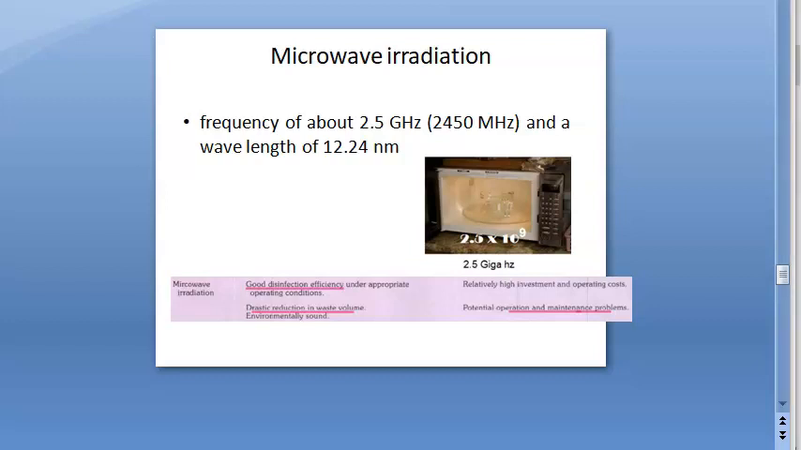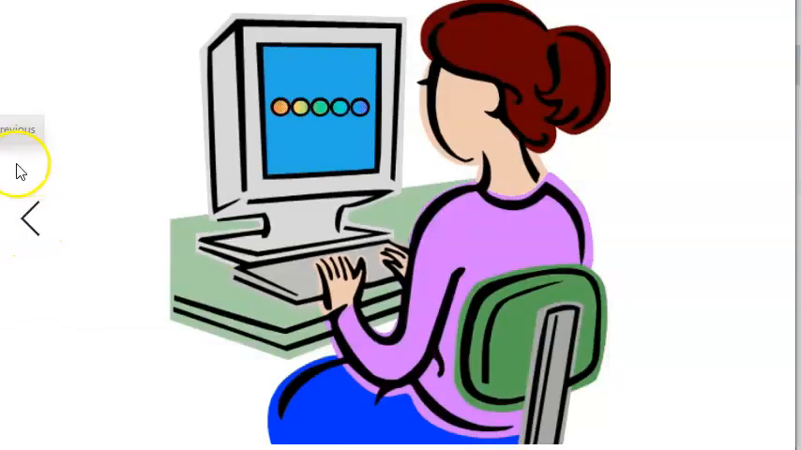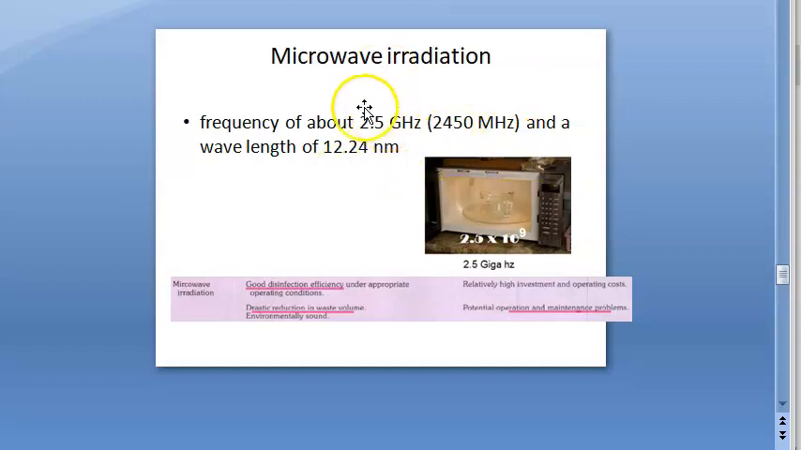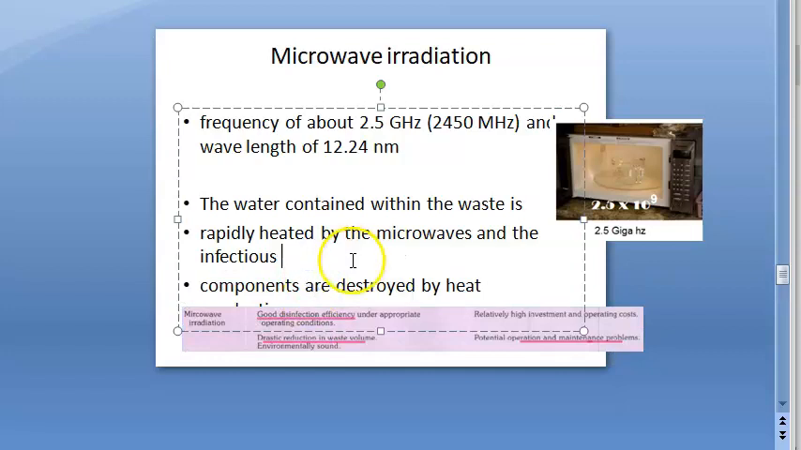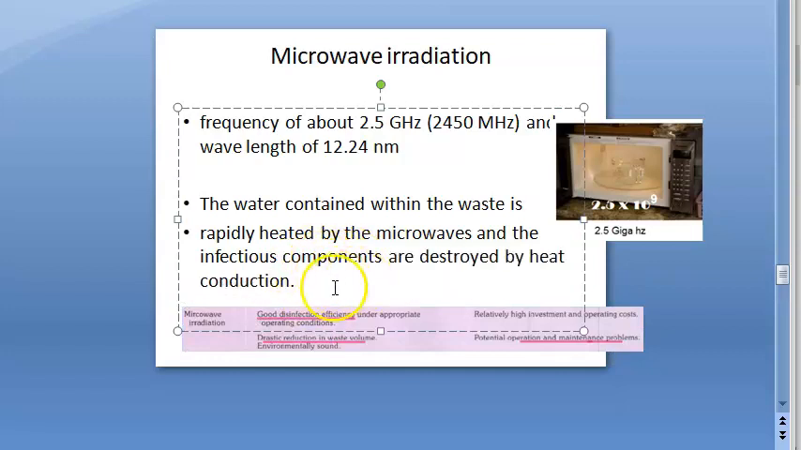Microwave irradiation. So we are in the fourth one now. Just two more to go, very small ones anyway. Microwave irradiation uses gigahertz frequency, right? So basically, any waste will contain some water. If it contains water, the water within the waste is rapidly heated by these microwaves, and the infectious components are destroyed by heat conduction.